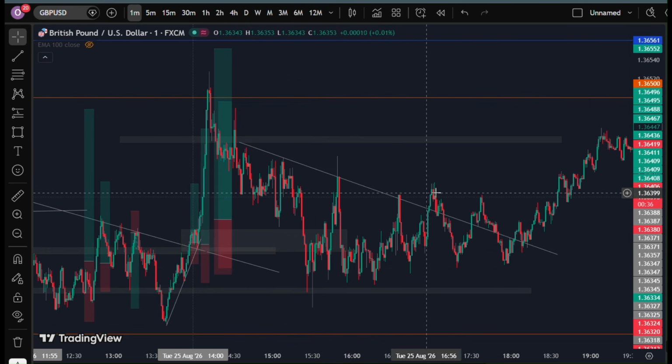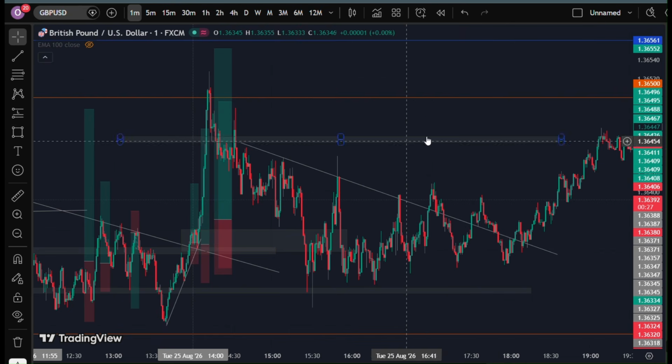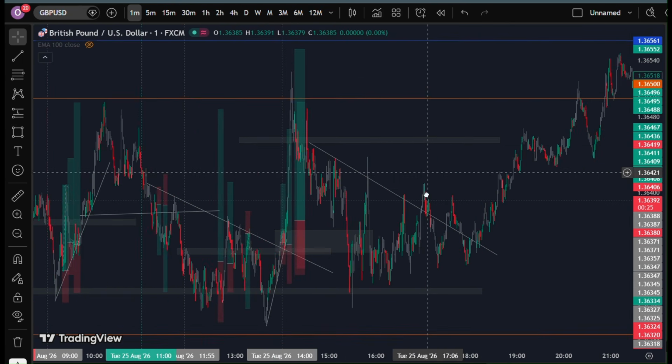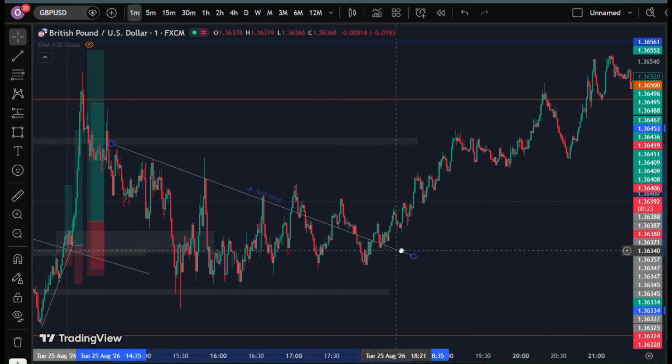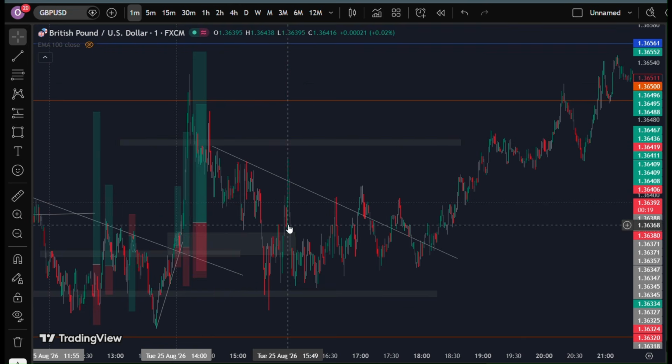But what did I see? Break of structure. When I saw this break of structure, I knew that okay, these guys are about to take out this and also take out all these levels here. So what did I do? When I saw that break of structure, this market came here and broke.